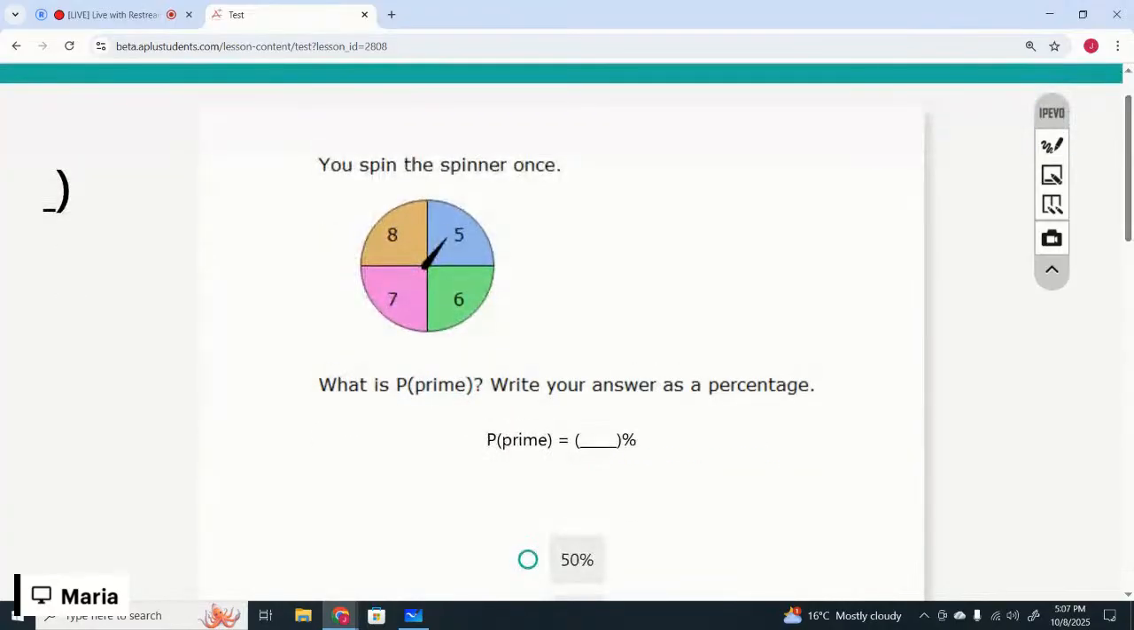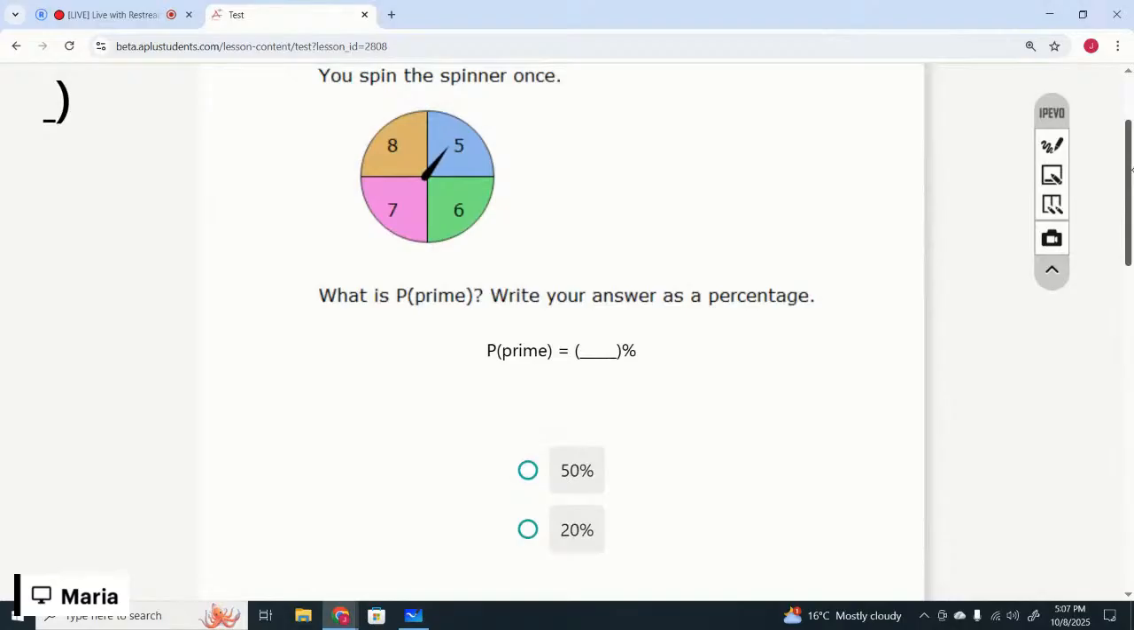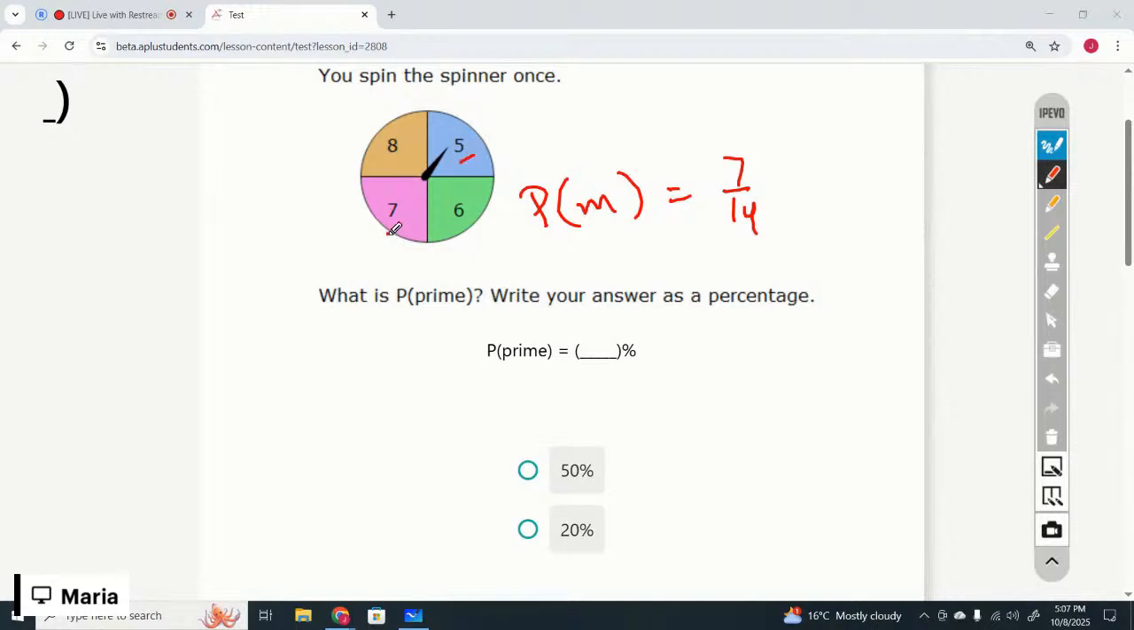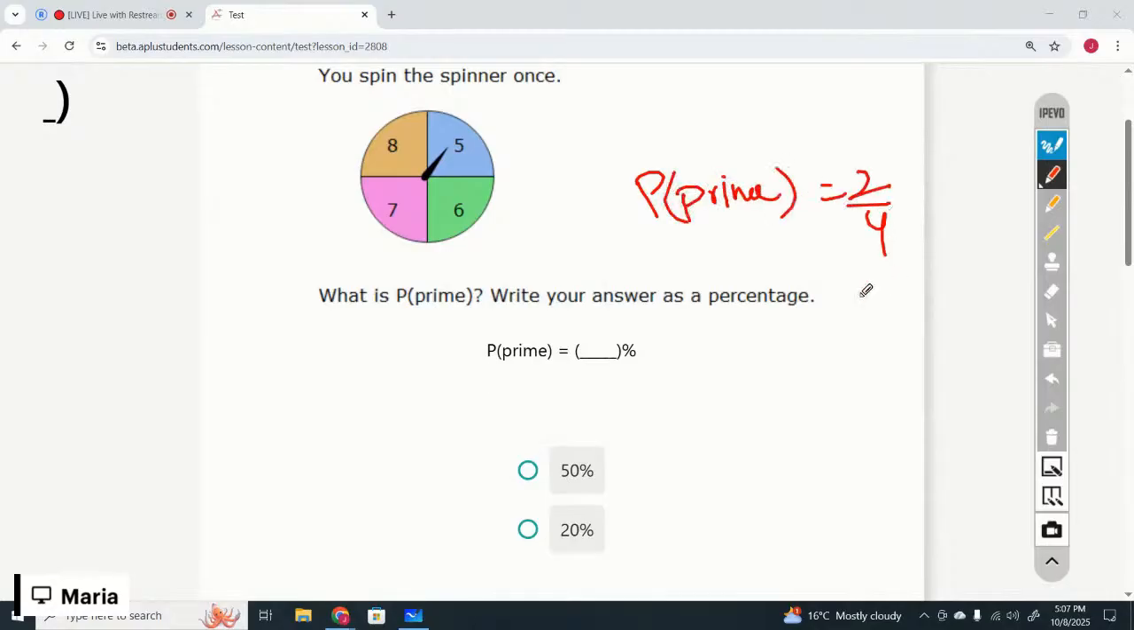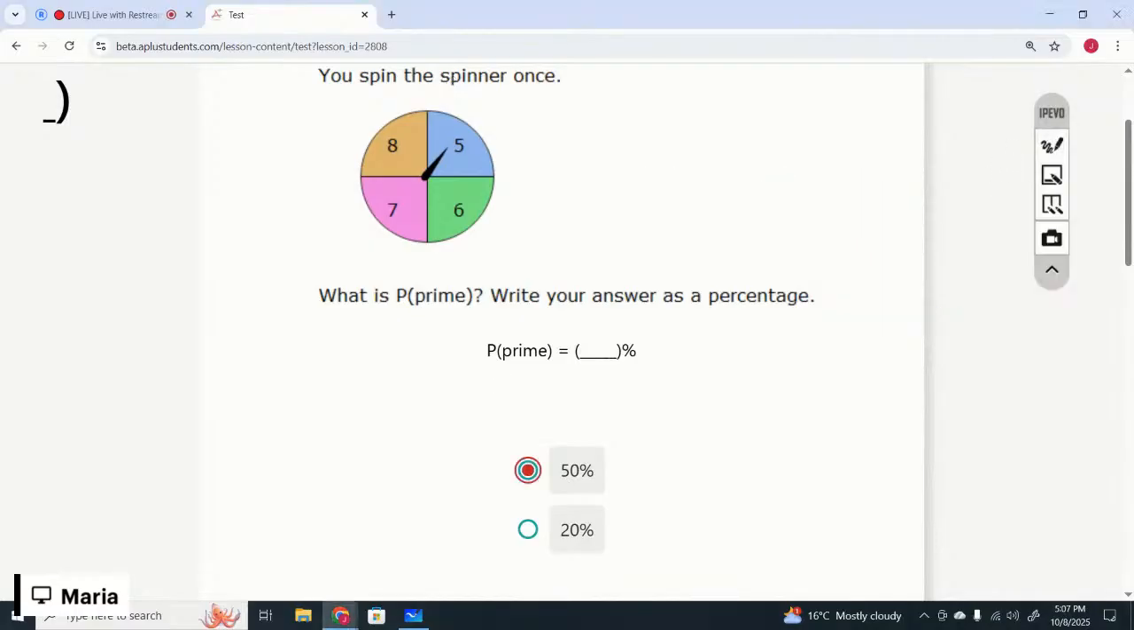You spin the spinner once. What is the probability of prime? Write your answer as a percentage. So the prime numbers here we have are 2, 5 and 7. So the probability of prime is 2 out of 4. 2 out of 4 is 50%. The correct option is option number 1. That is 50%. Option number 1 is the correct option.